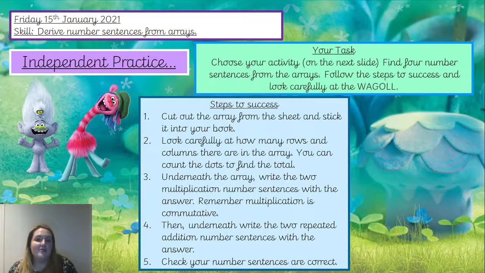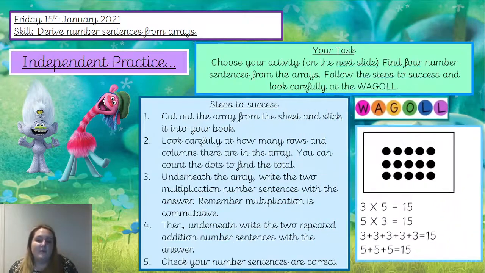Remember, multiplication is commutative, so remember when we're swapping those numbers around, we're going to have the same answer. So for example, if you're doing 5 times 4 equals 20, and then 4 times 5 and you've got the answer as 12, you know you've gone wrong somewhere, because that isn't the same answer, okay? Where we swap those numbers around. Once you've done that then, you are going to write the 2 repeated addition number sentences with the answer, okay? And then you're going to check your number sentences are correct. So it's really important that you have a little look back through your working out, have a look back through your number sentences, and have you made any mistakes, and then correct them if you spot them.